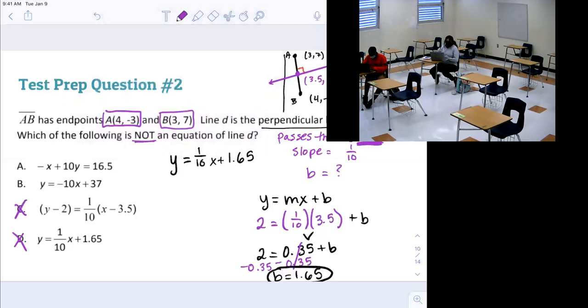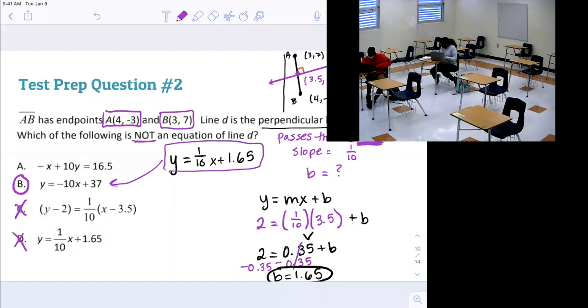What about B? Is there any way that this equation can be turned into that equation? No, it really can't, because if they were connected, you would have to see a pattern all the way through. But here there's no pattern to turn it into B. So that's why B is the one that is not correct.